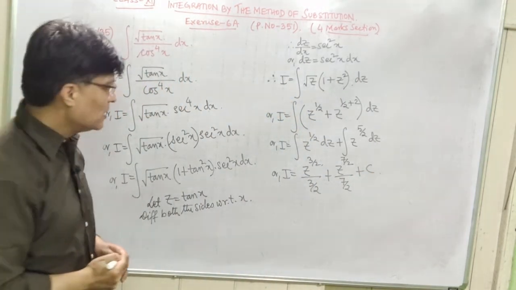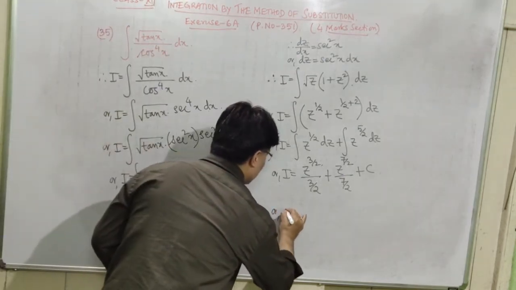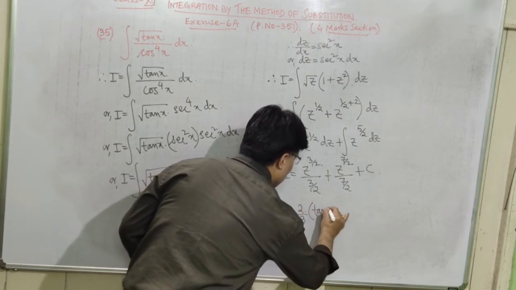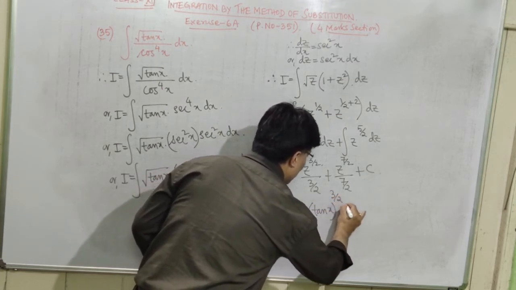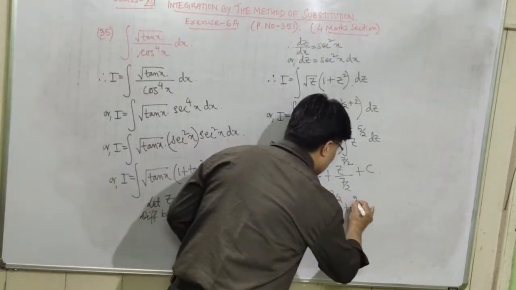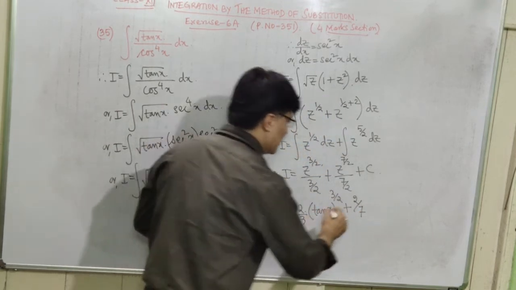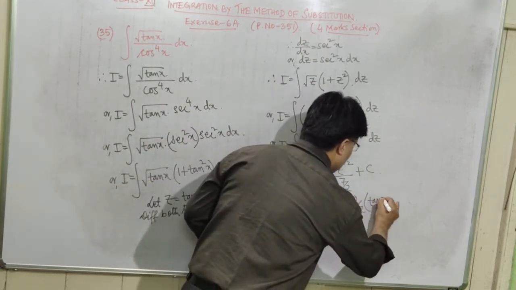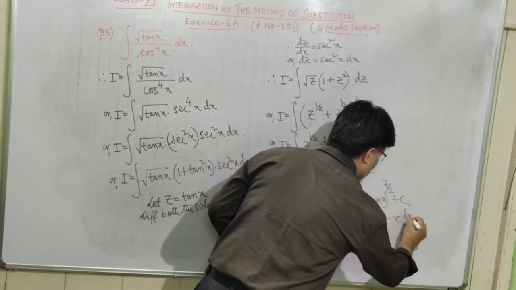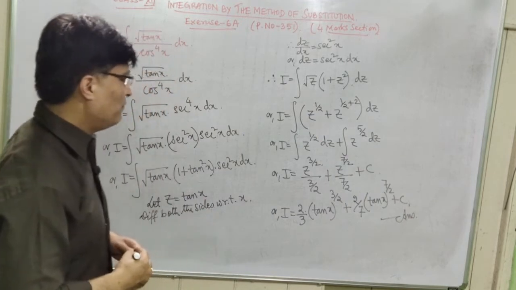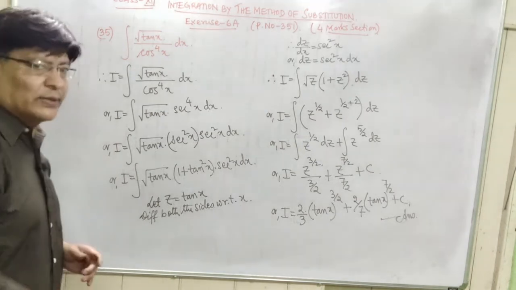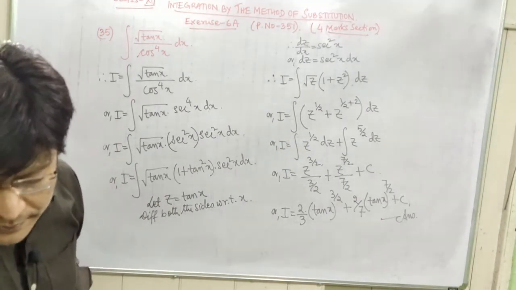So I think you have understood it. So you can put the value for z now. I is equal to 2 by 3, and what is the value for z? It is tan x whole to the power 3 by 2, plus 7 by 2 goes up in the numerator, so it becomes 2 by 7, and z is tan x whole to the power 7 by 2. Then plus c. So this is the final answer. So I think you have understood it. You can copy it. Now we'll do the next question.